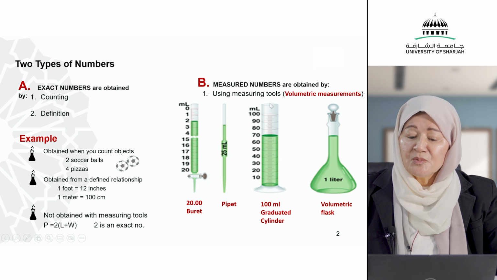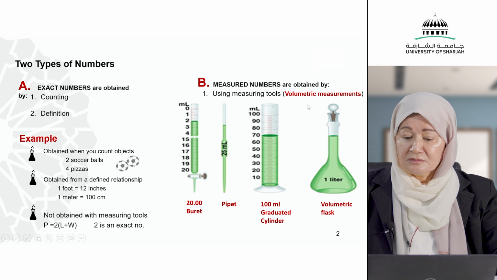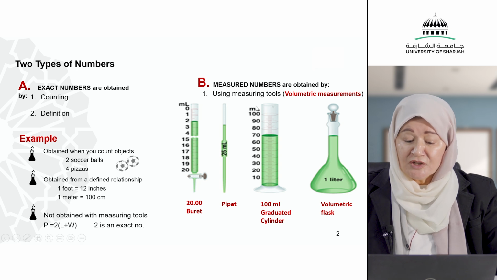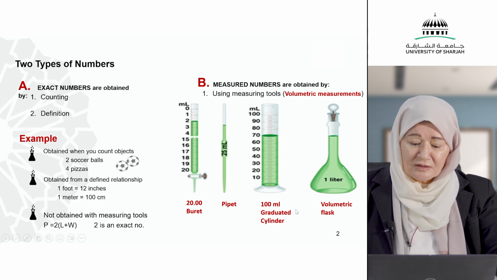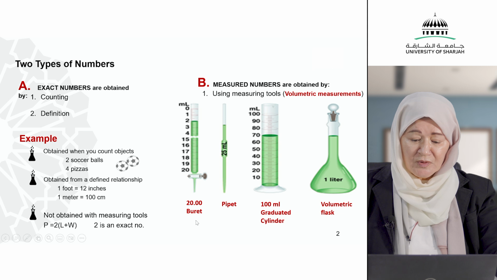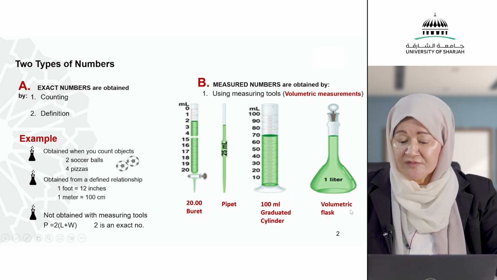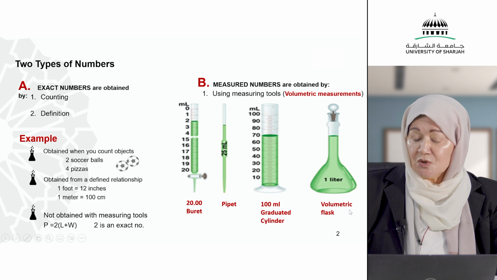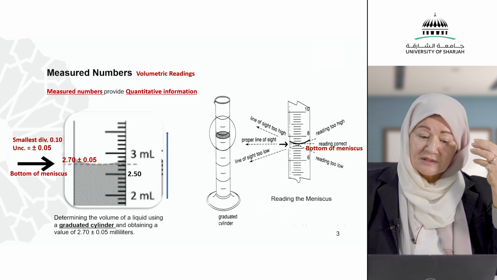Whereas measured numbers are obtained by measuring tools. For volumetric measurements in the chemistry lab, we use many glassware. For example, the first one here is a burette, this is a 20 milliliter burette. Then a pipette, a 100 milliliter graduated cylinder, and a volumetric flask. We use all of these in the lab to take volumetric measurements.